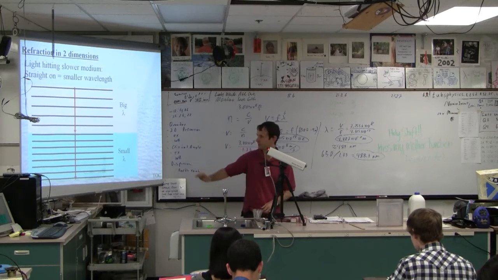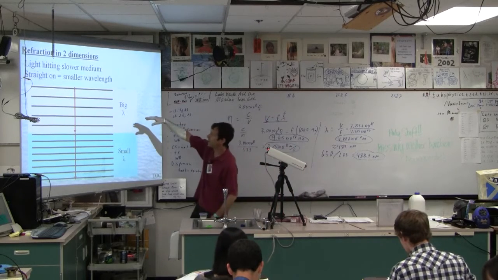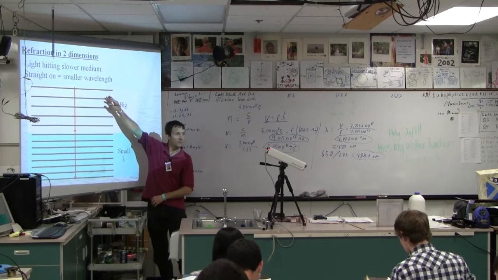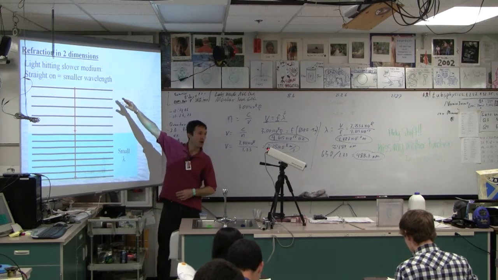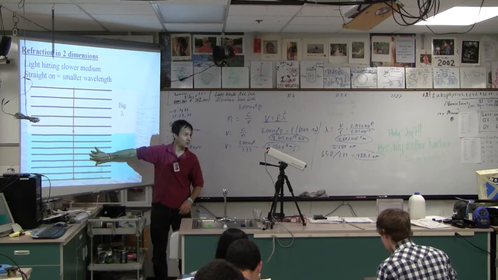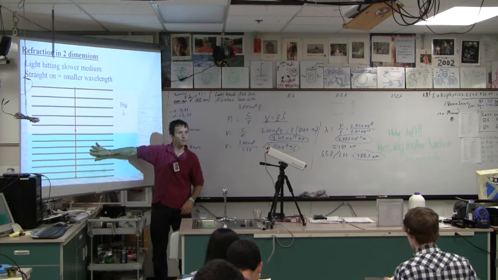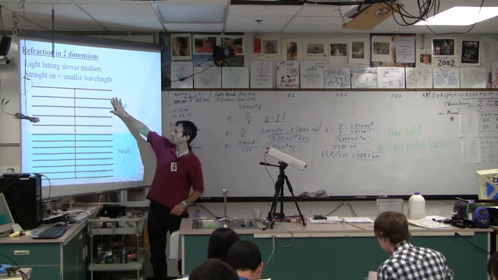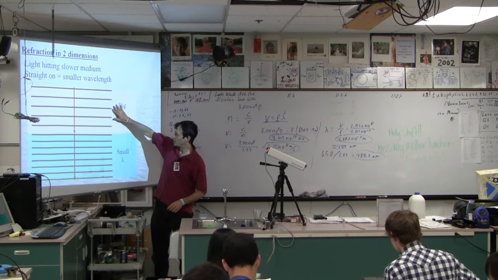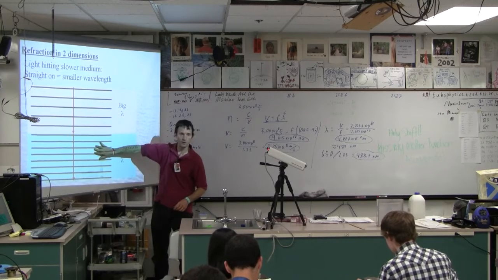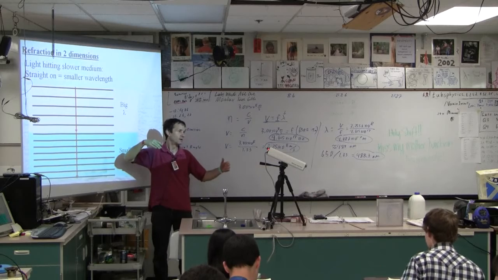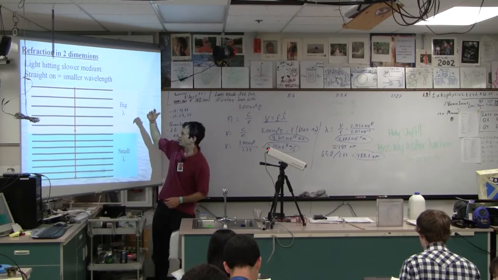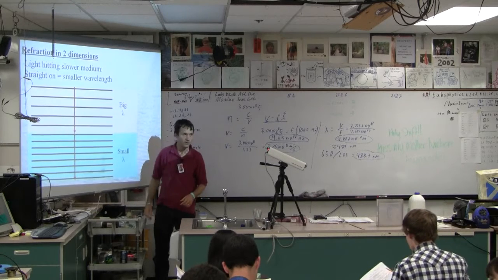So this slide is supposed to show refraction in one dimension, and refraction in one dimension is really boring. All that happens is the wavelength gets shorter, and it gets shorter by the ratio of the indices of refraction. So if this is an index of refraction of 1, and this is 1.33, you can take the wavelength and divide by 1.33, right?